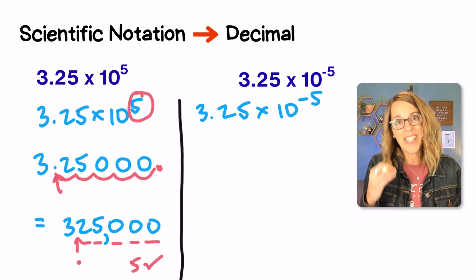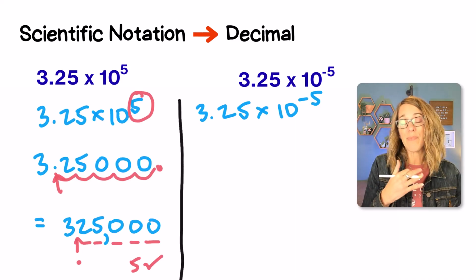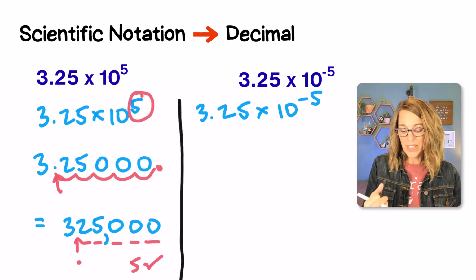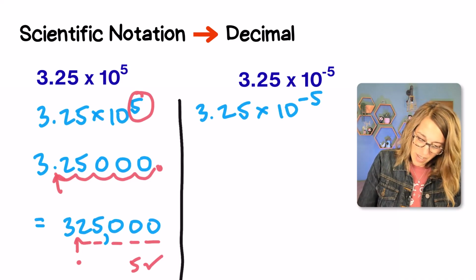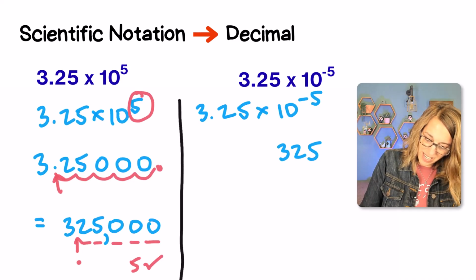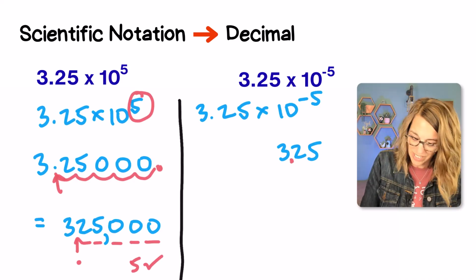But in this example, I've got a negative 5. So as I'm moving my decimal 5 places, I've got to move it so that this becomes a smaller number. So we're going to move that decimal 5 places to the left. So let's put that 325 over here, so I've got some room on the left. My decimal place in scientific notation was right here, but I've got to move it 5 places to the left.